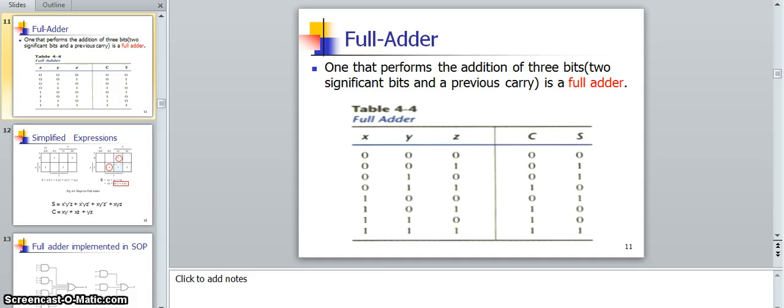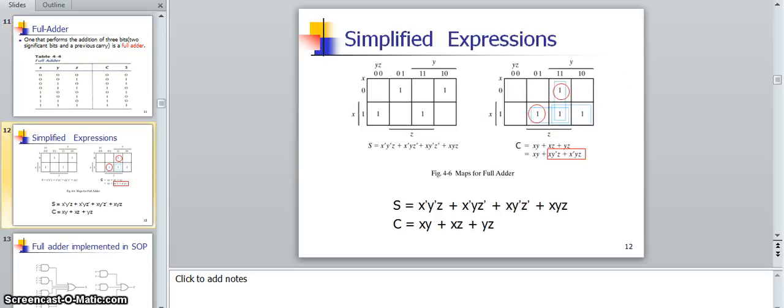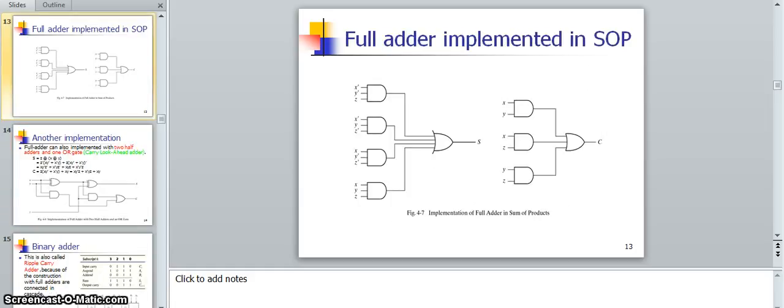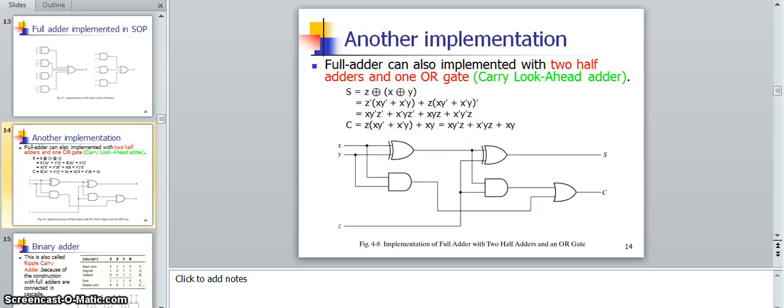This is the truth table of the full adder. A full adder has three inputs x, y, z and two outputs, sum and carry. So we are reducing the Boolean expressions for sum and carry. We are implementing the full adder with AND gates and OR gates. This is another example of a full adder, where we construct the logic diagram in another way.